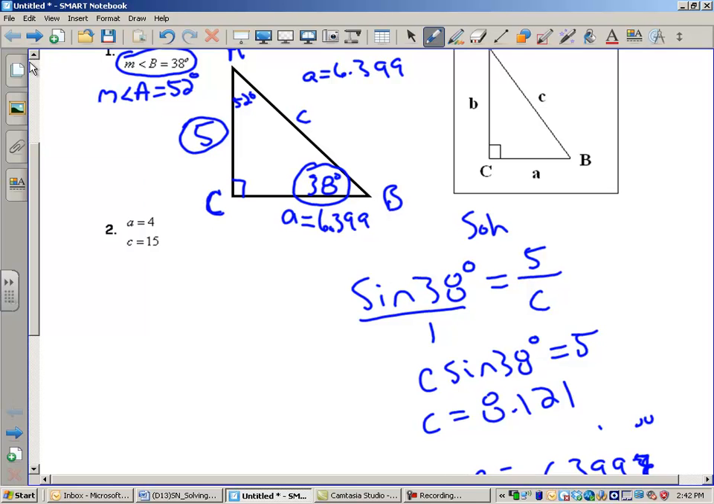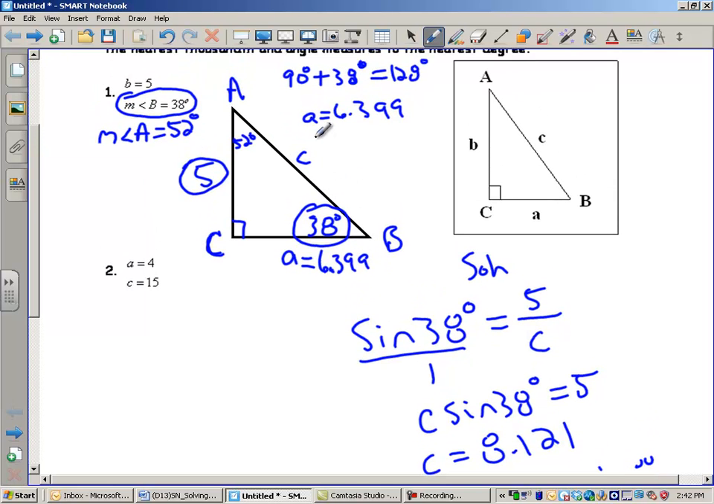So let's go see if I have solved the triangle. C is 8.121. I had 3 missing pieces, missing angle, 2 missing sides. Mr. Monahan, do you think I got it there? Yep. All right, so I'm going to turn this over to Mr. Monahan, and he's going to work example 2.